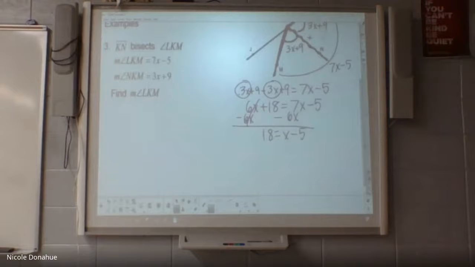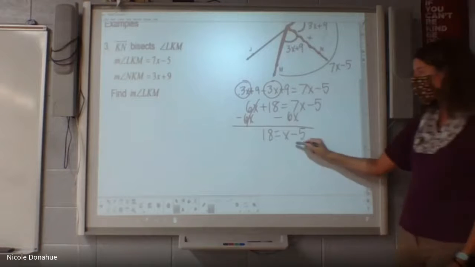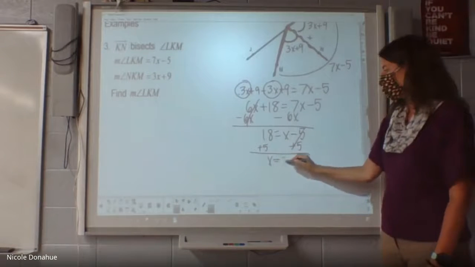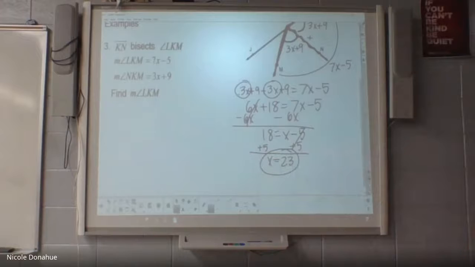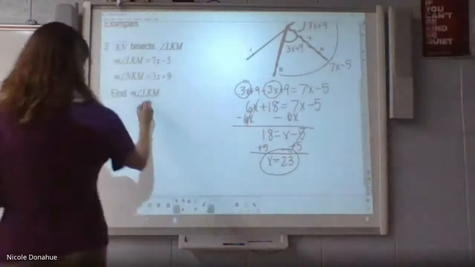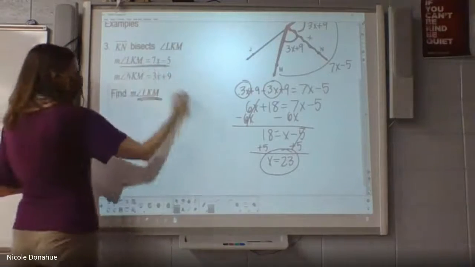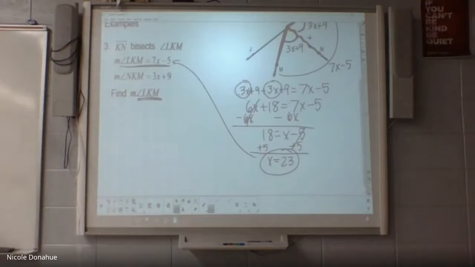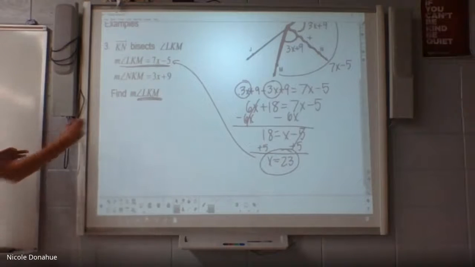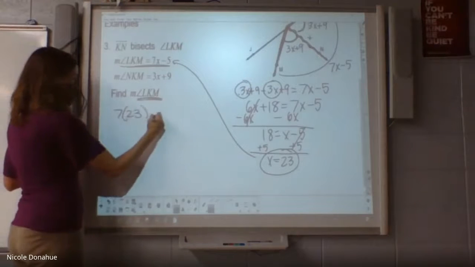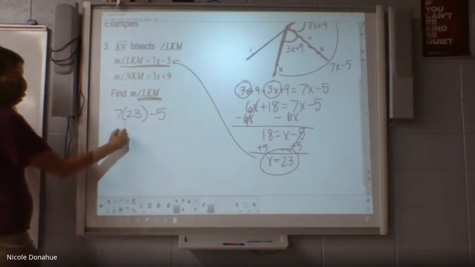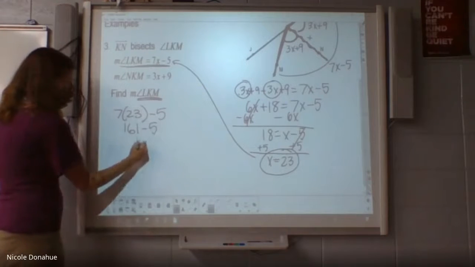Okay. And now we can figure out that x is 23. Once I know x is 23, again, just going back and looking to see what they're asking for. They want LKM, so I can put 23 in here. I could put 23 in wherever there to figure out LKM. So 7 times 23 minus 5. So I get 161 minus 5, so 156.